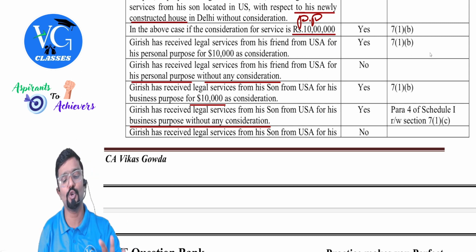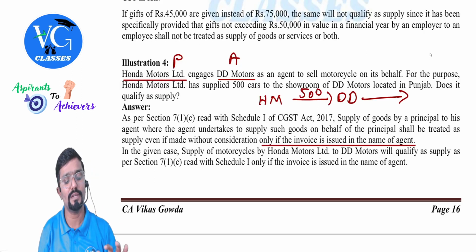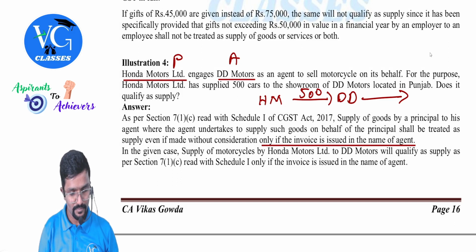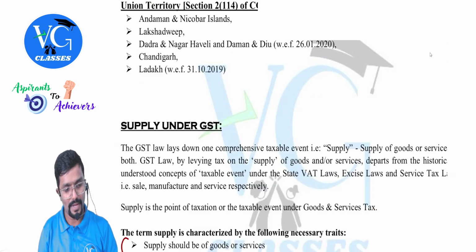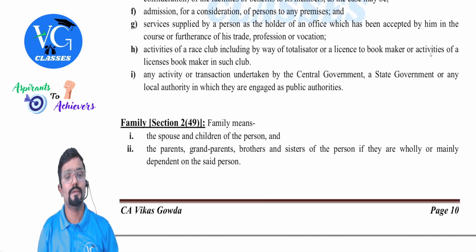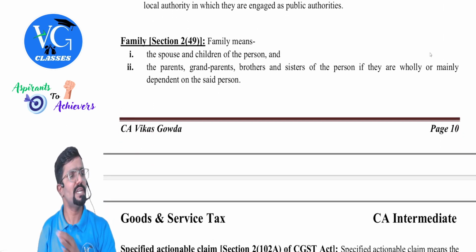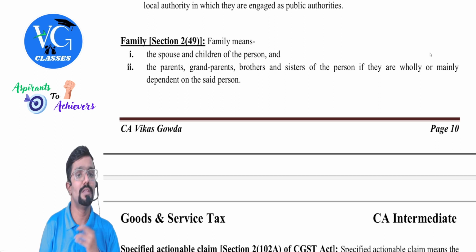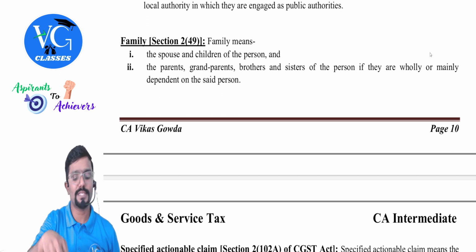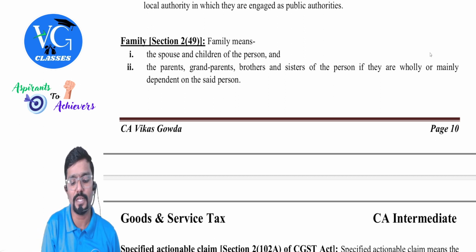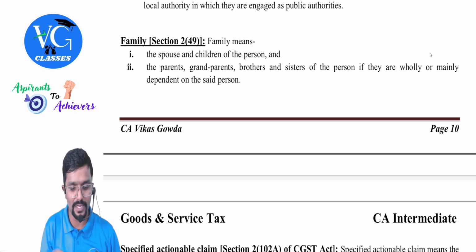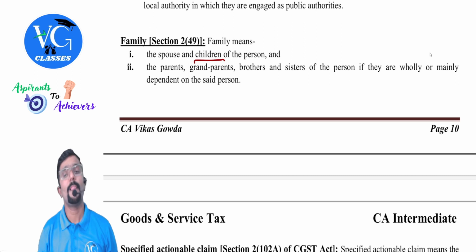Correct. Yes, I will just show you the definition which we have seen for family. Family means, as per section 2 clause 49, spouse and children always. Whereas others, parents, grandparents, brothers and sisters, only if they are wholly or mainly dependent on the said person. So in this case, if it is a child, obviously children means son only, no? Okay. Daughter also is included, but in our question it was son.